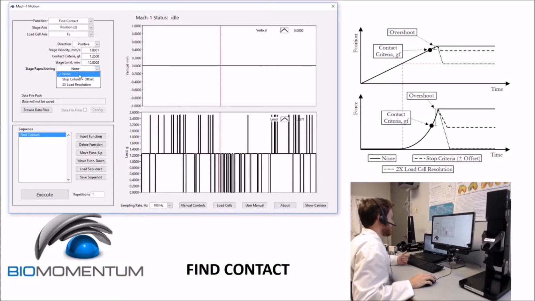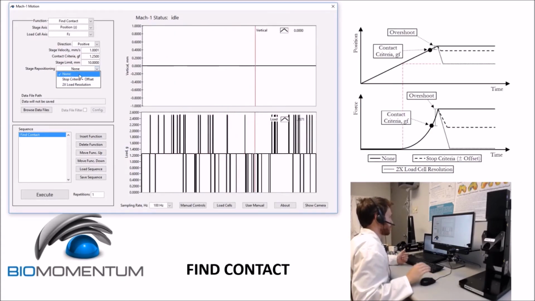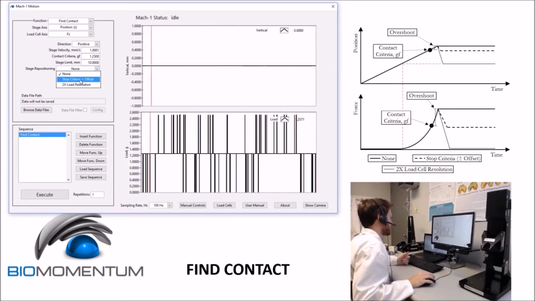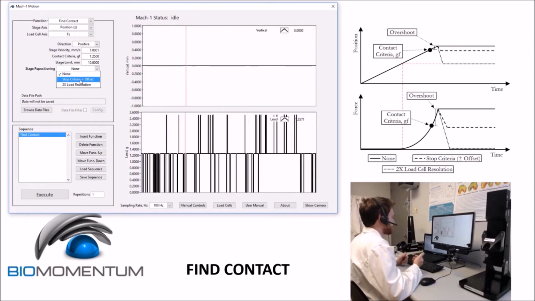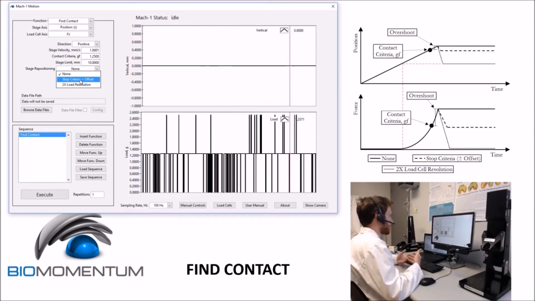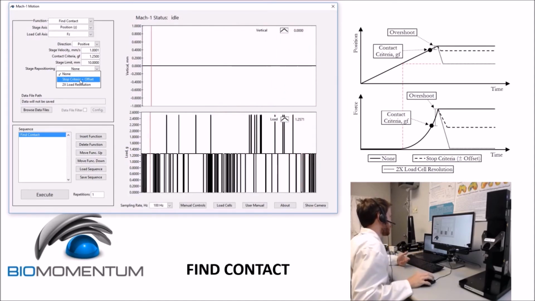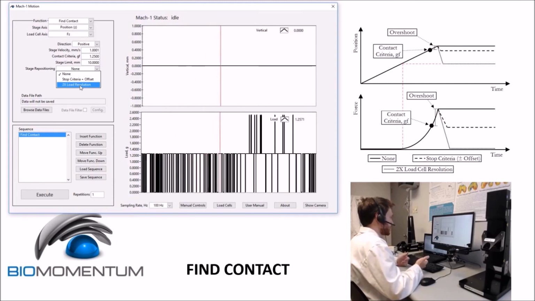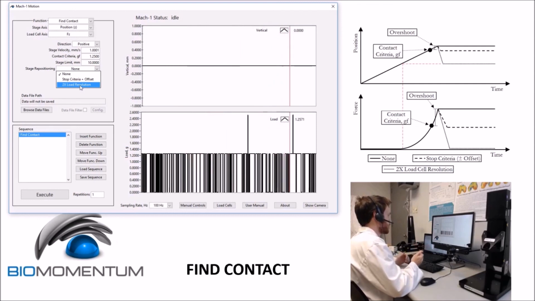The first is none, which will maintain the stage at the position where it has stopped, including that overshoot. The second is the stop criteria and offset, which will reposition the stage where the load variation first corresponded to the stop criteria. This is in essence a compensation for the overshoot. And third, the 2 times the load cell resolution, which will reposition the stage where the load variation first corresponded to twice the load cell resolution. In essence, this is a surface detection function.